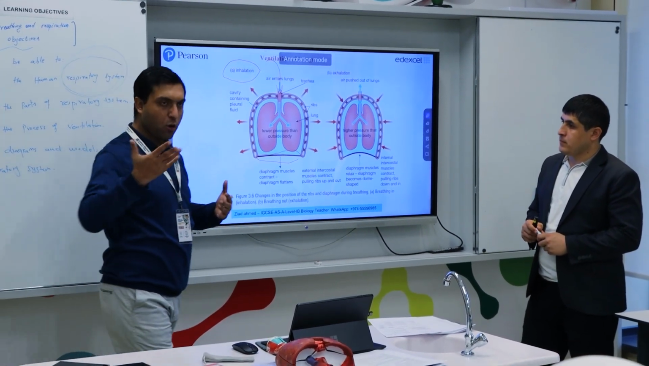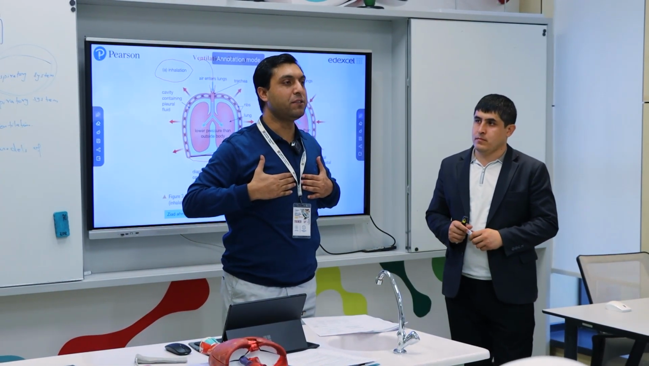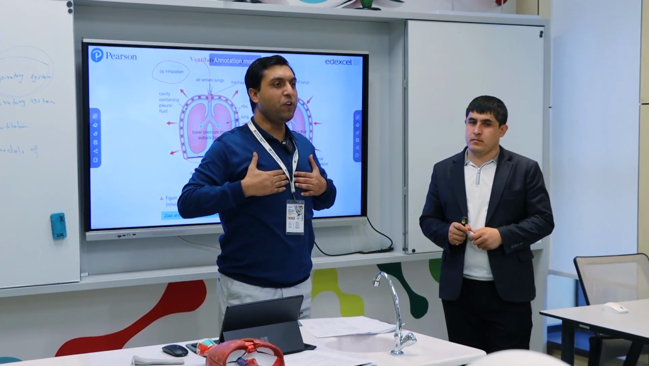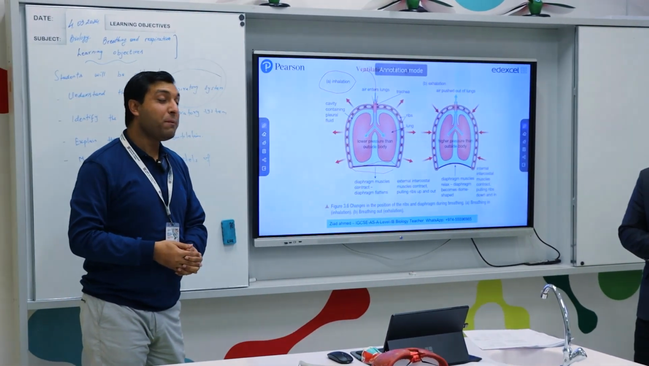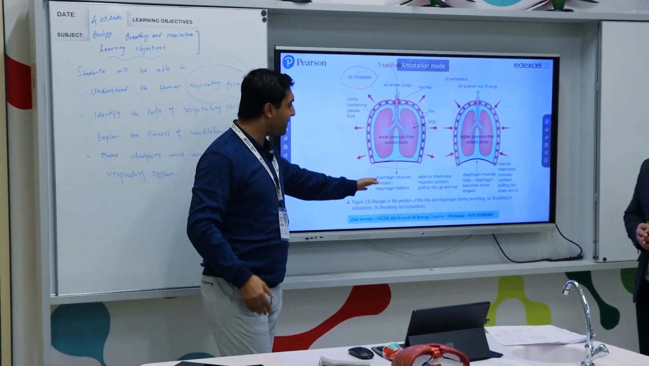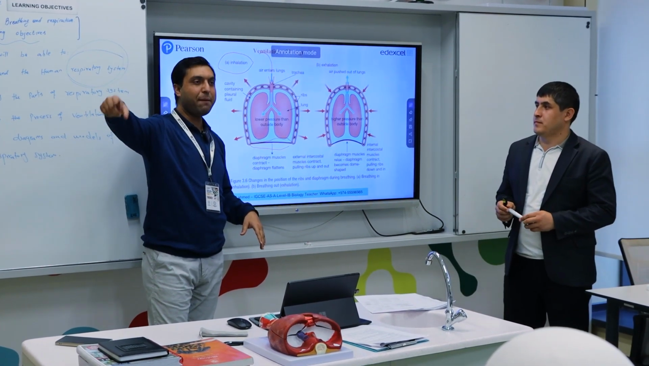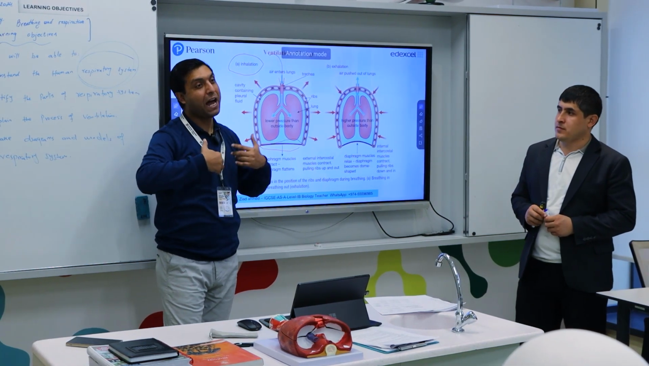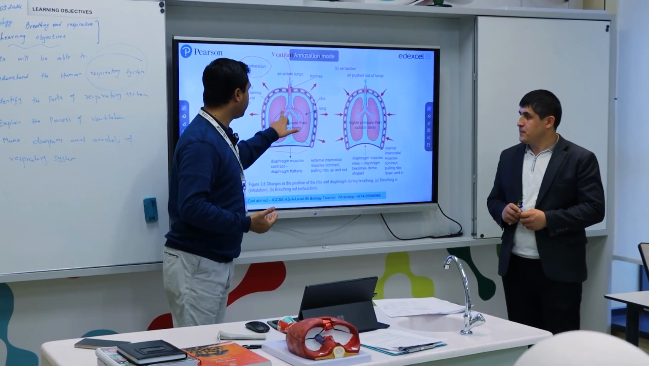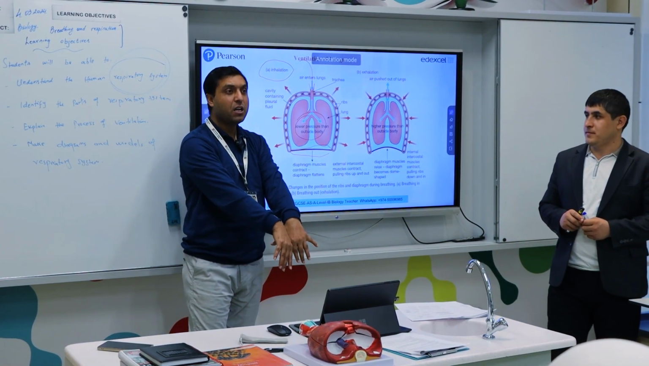Please try it. Keep your fingers on your rib cage, both sides, and breathe in deeply. What do you feel? Does your rib cage move upward, outside, or inside? Upwards. Okay. So during breathing in, the diaphragm contracts, and what happened to our rib cage? It goes upwards and outwards. And what happened to the pressure? The pressure lowers down.